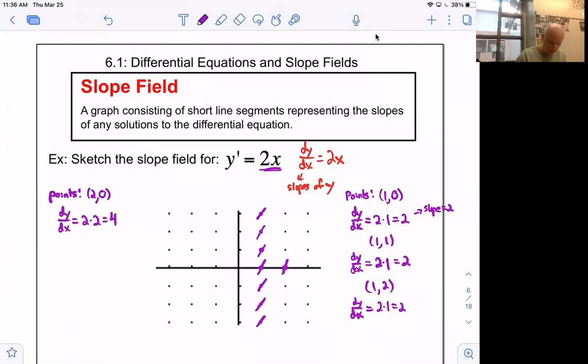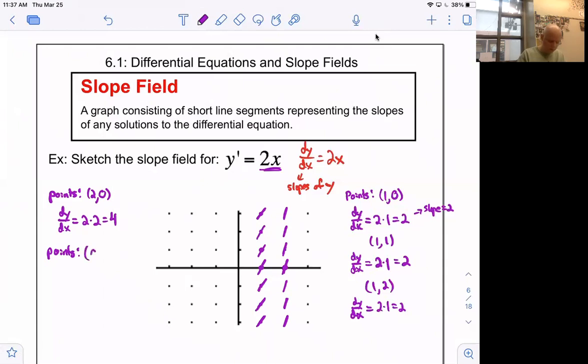And because I know that every single point that has an x coordinate of 2 should also have a slope of 4, I can repeat that in these other points. And then we just repeat it for as many points as we can, or as many points are on the grid, and draw in a complete slope field. So why don't you try that?